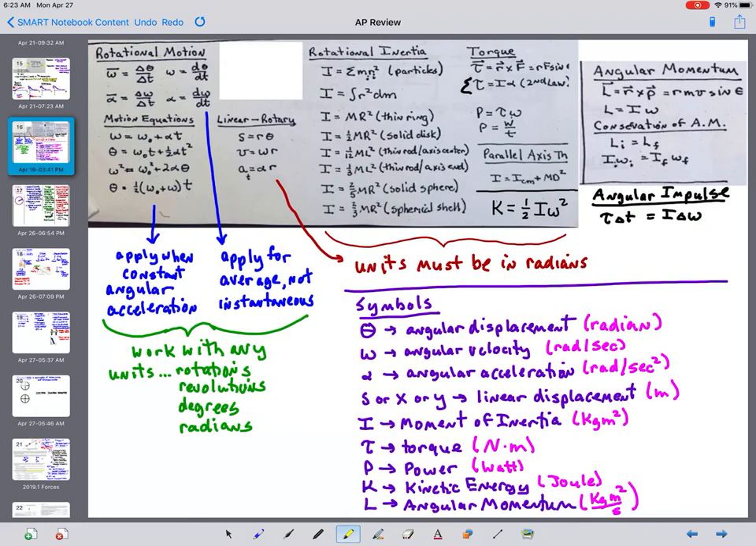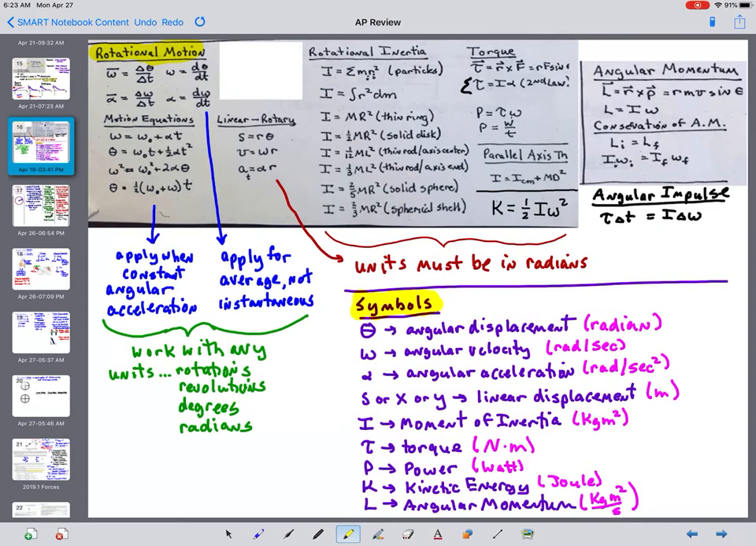So here we go. General average equations for rotational motion. Omega is delta theta over delta t. Alpha is delta omega over delta t. All of your symbols I summarize down here if you need a refresher on any of the symbols, any of the units. So then back up to our average equations.